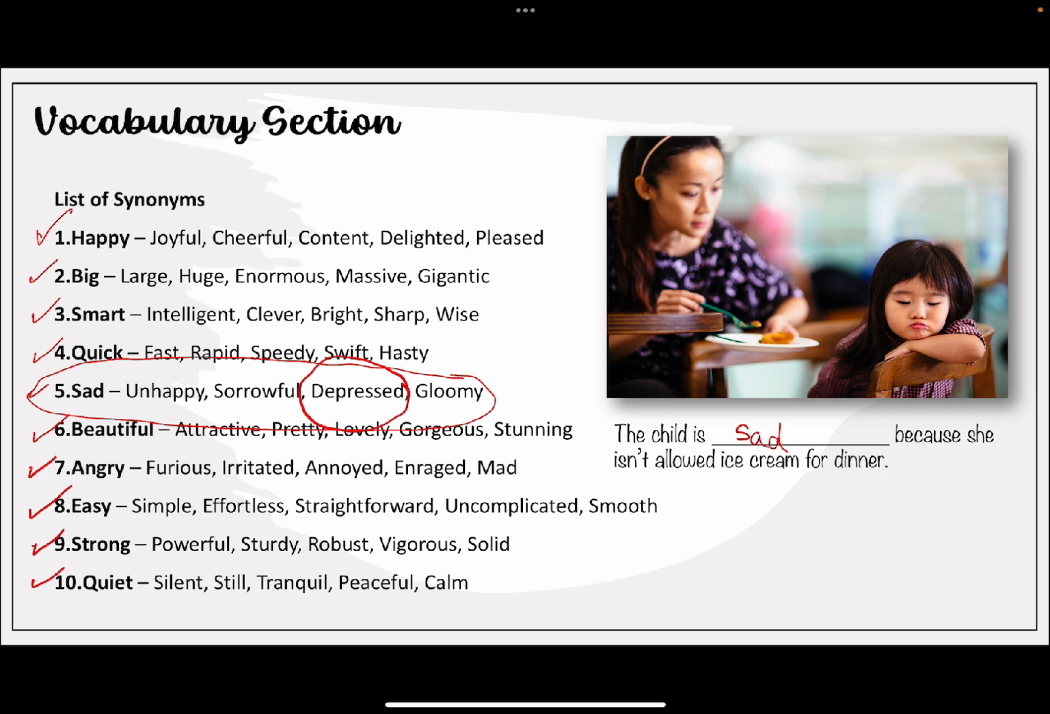Now, I don't want to go into the ins and outs of what depression is because we're looking specifically at language here. But depressed is more severe than sad, and it has its own meaning, and its meaning is not appropriate in the context of a child not being allowed ice cream for dinner. Which is why, to reiterate my earlier point, we do not just want to depend on Google to find our synonyms for us. We need to understand the correct meaning.